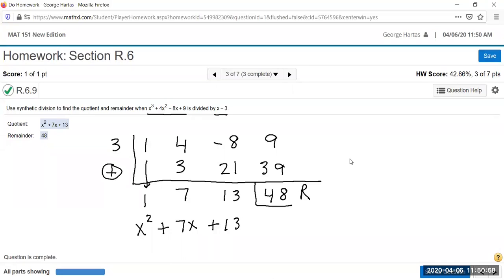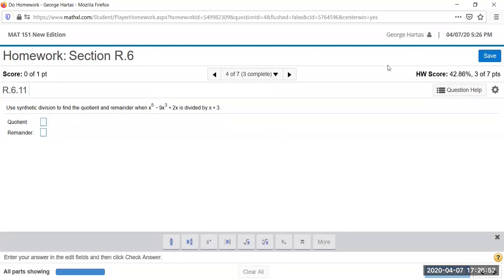Let's try one more problem. This one will be a little bit more difficult. Okay, let's try a little bit more difficult problem. So for this question here, this is our divisor, x plus 3, and then this is our dividend. Now notice in the dividend we're missing some terms. There's no constant term, there's no x squared term, and there's no x to the 4th term. We have to account for that when we set up the problem.